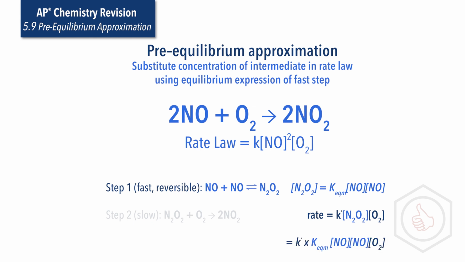Don't worry if this seems a little bit complicated. The really important thing for you to understand is that if the first elementary step in a mechanism isn't rate limiting, so it's fast and reversible, we have to use approximations to determine the overall rate law expression.